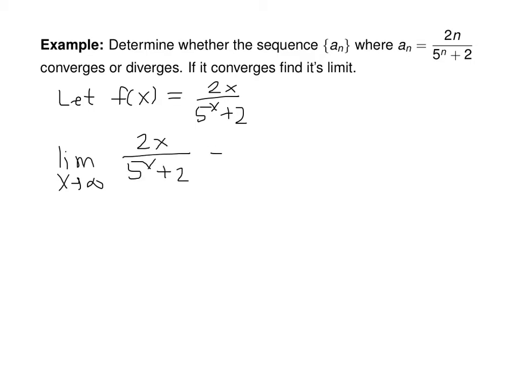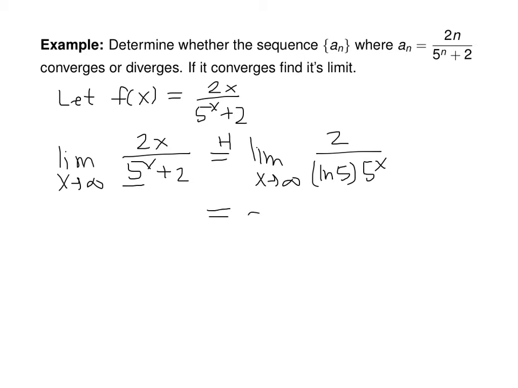And right now this limit is of the form infinity over infinity, so we can apply L'Hopital's rule. So the derivative of the numerator is just 2. Now the derivative of the denominator, the derivative of 5 to the x is ln 5 times 5 to the x. And now our numerator approaches 2, our denominator just keeps getting larger, so this limit is equal to 0, and thus the limit as n goes to infinity of a sub n is also equal to 0.